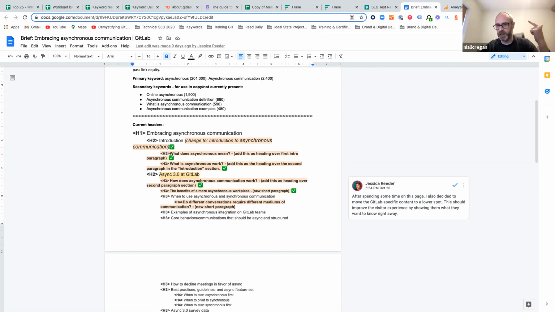Is it commercial investigation? Is it navigational, or is it transactional? So basically they're the four stages of your funnel or your buyer journey stage, and we can map each one of them to a type of content. So if it's informational, it's going to be top of the funnel. It's going to be a blog, like how to use version control, for example.